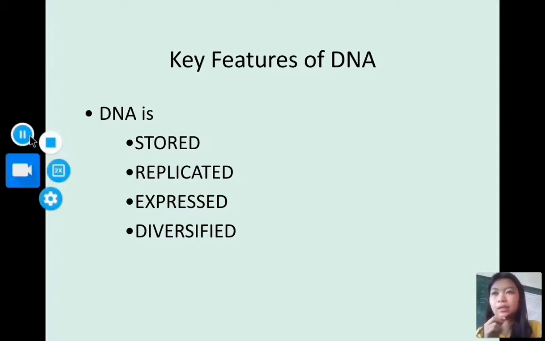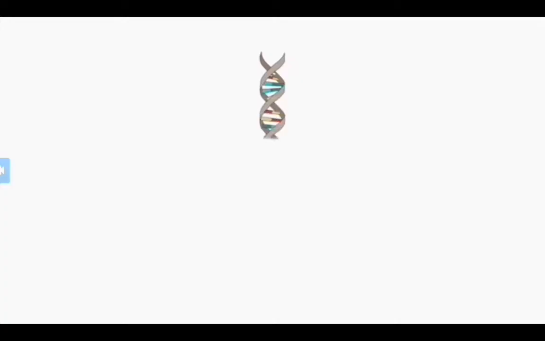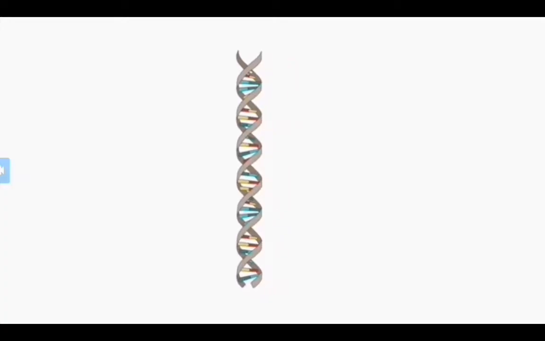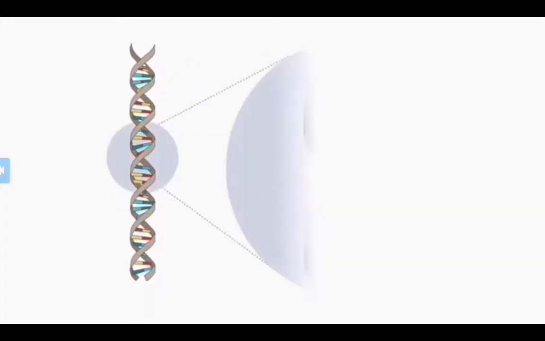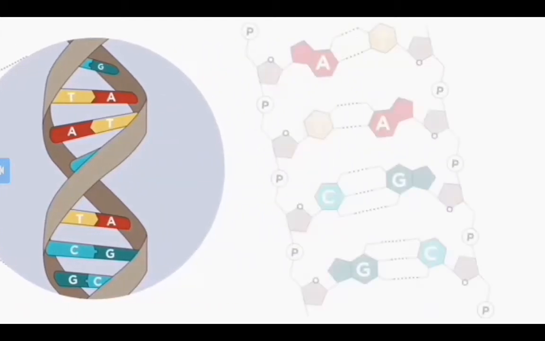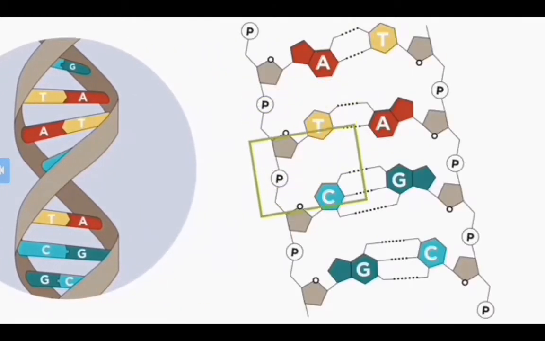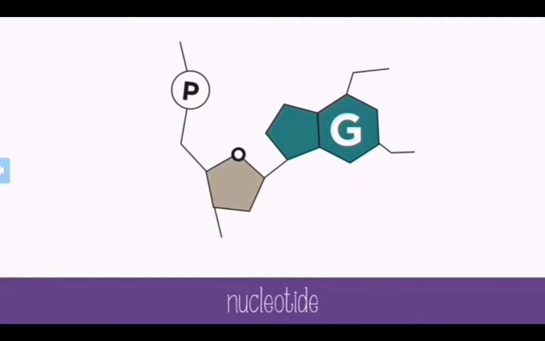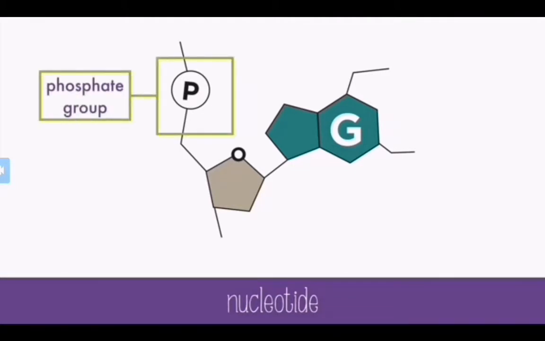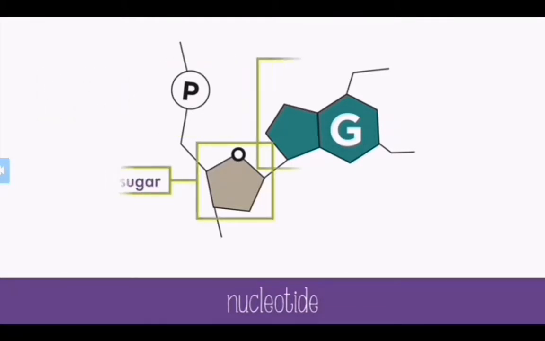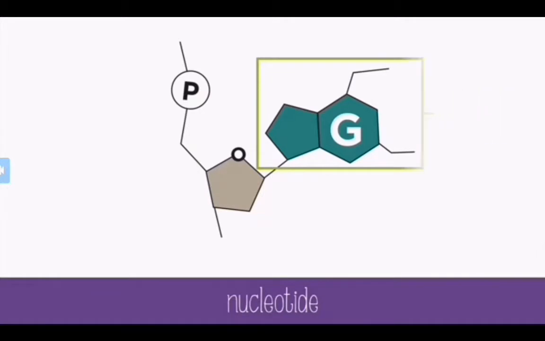So, next, we have here the structure of the DNA. To study further on the structure of the DNA, let me discuss its parts. It is composed of repeating subunits called the nucleotide or the monomers. The nucleotide has 3 main parts, which are the phosphate group, sugar, and the nitrogen base.